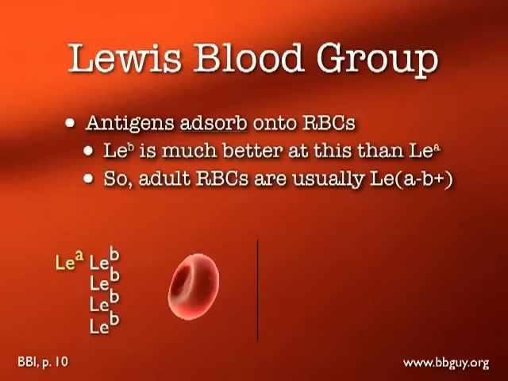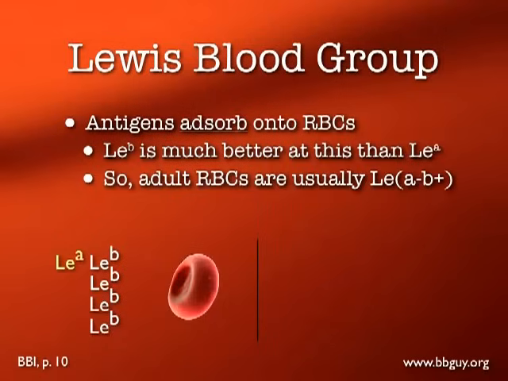Okay, so why are we even talking about this as a blood group or as a system? Because as you know, we've already described type 1 chains as occurring in secretions and not on red cells, and that's absolutely true. But I also mentioned that type 1 chains do float free in plasma, and as a result, these antigens can kind of stick onto the red cells or adsorb onto the red cells. Lewis B is much better at doing this than Lewis A.